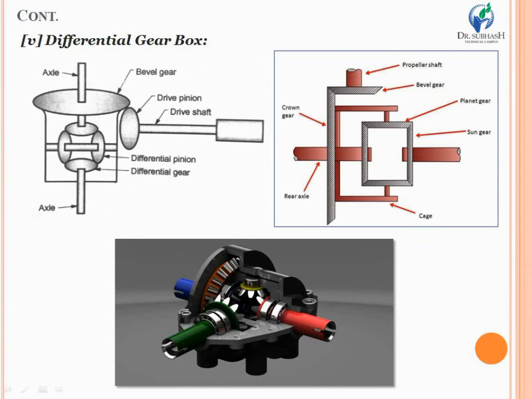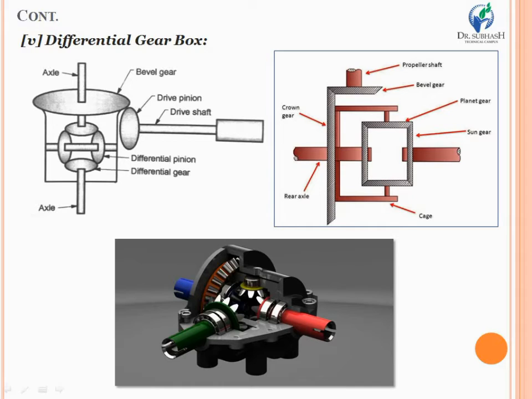After that there is one more important type of gearbox that we are going to discuss, and that is the differential gearbox. Look at the diagram. You are given 3 diagrams. On the left hand side there is a simple textbook diagram. On the right hand side there is a kind of model, and exactly below both of those top diagrams you are given the real diagram of a differential gearbox.